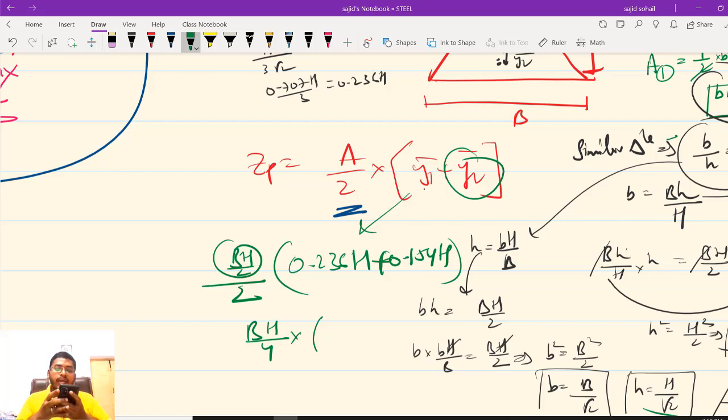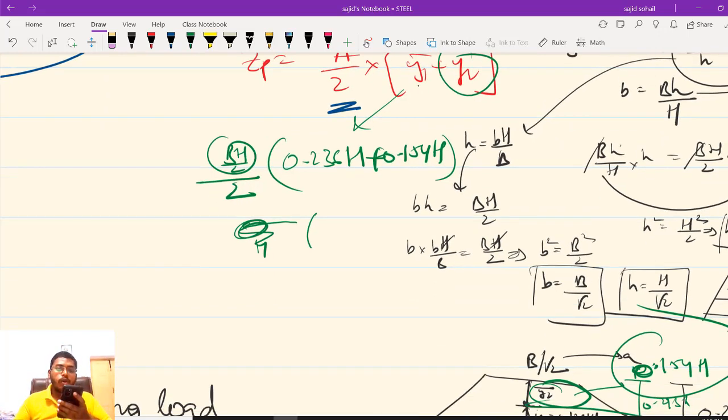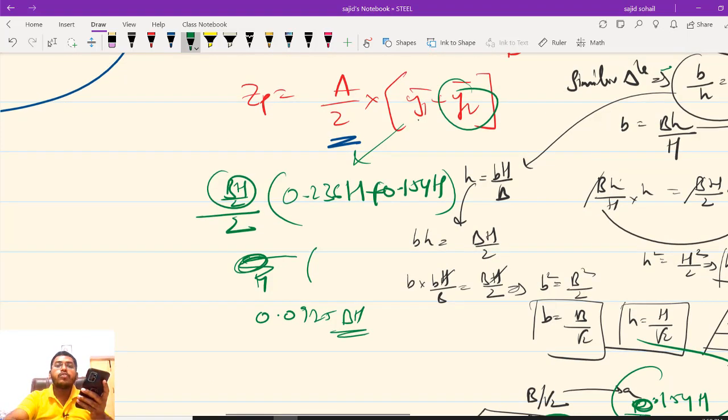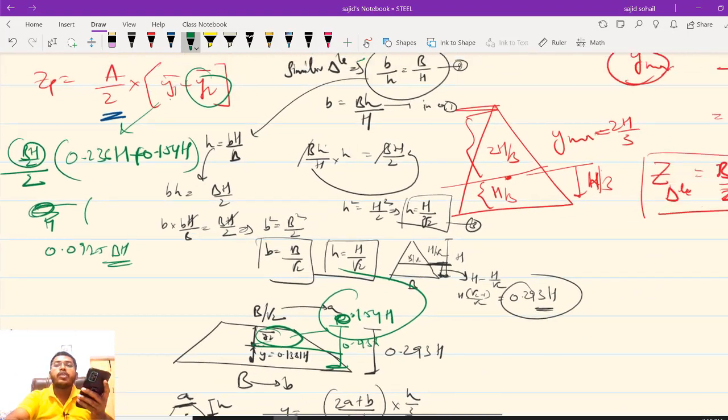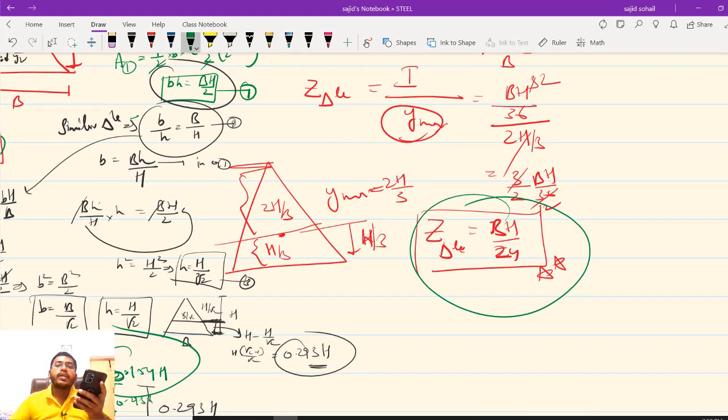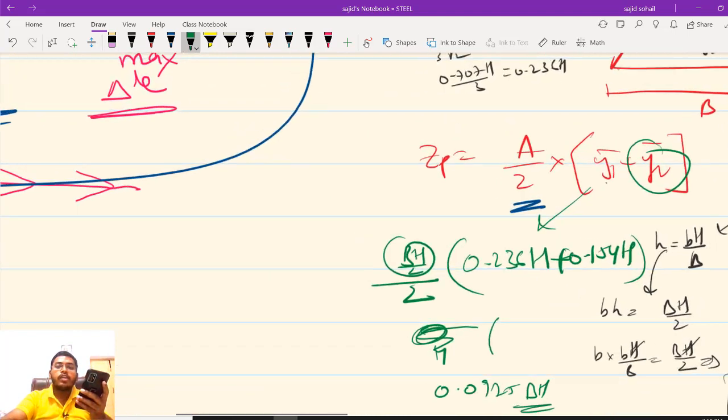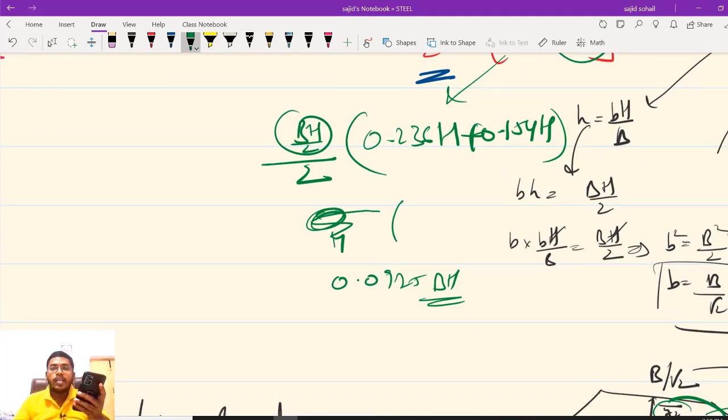How much are you getting? You can do it directly. I have done it directly and I got 0.0975 BH. Please do it. So once you got this, your problem is solved. So your ZP value is 0.0975 BH and your Z of a triangle is BH square divided by 24. Here you are getting 0.0975 into BH square. Here also there is h, so when it comes out it becomes h square.